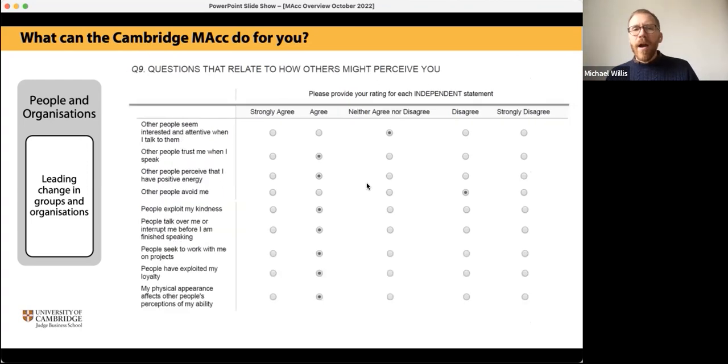And then we ask them to think about how others might perceive them. How do others seem to perceive me when I'm speaking to them? How do they perceive my energy level? Do they seek me out to work with me on projects? So we take this self-assessment, and this assessment of how we think others feel about us, go through this process, and then again reflect on what we've learned.